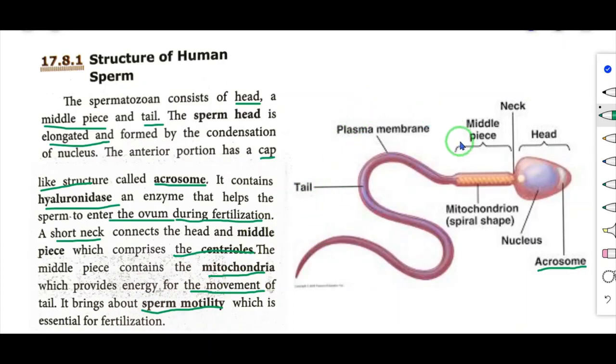Understood, children? What are the areas present in this sperm? The head region, the second is the middle piece, and the third is the tail. The head is elongated, with the nucleus inside. In the anterior region, the cap-like structure is the acrosome. It produces the enzyme hyaluronidase, which helps the sperm to enter the ovum during fertilization. The second is the middle piece, where mitochondria is present. It provides energy to the tail region, so the tail can move very fast.